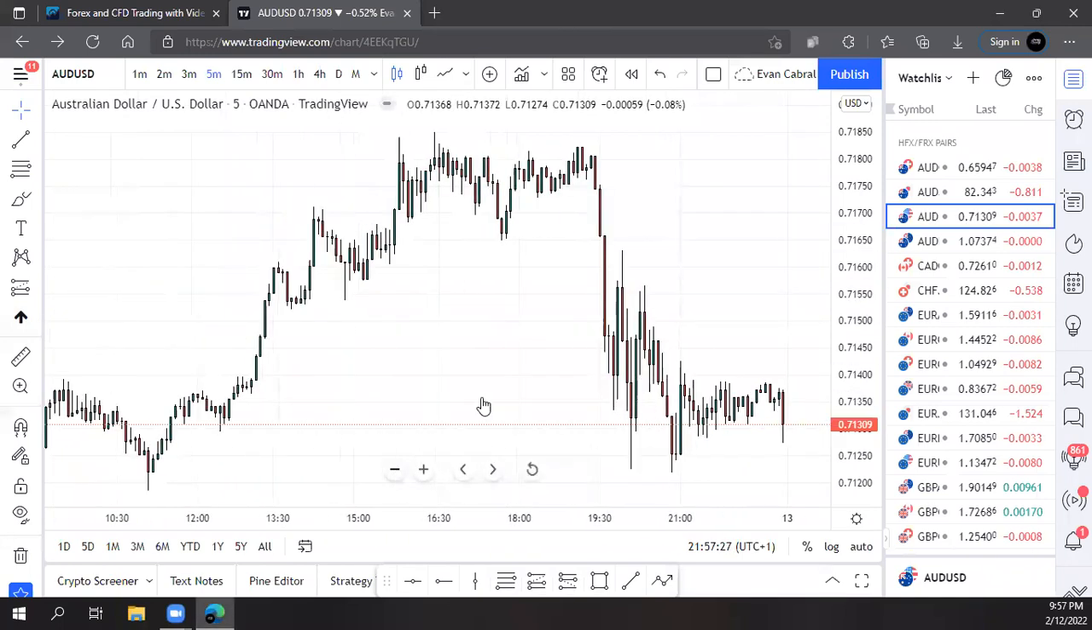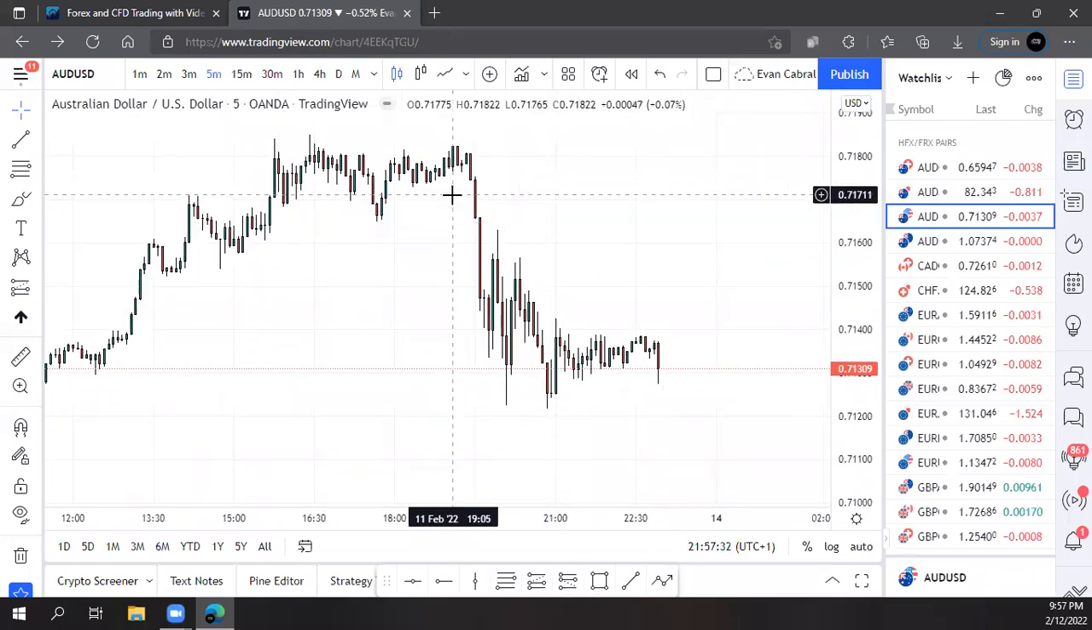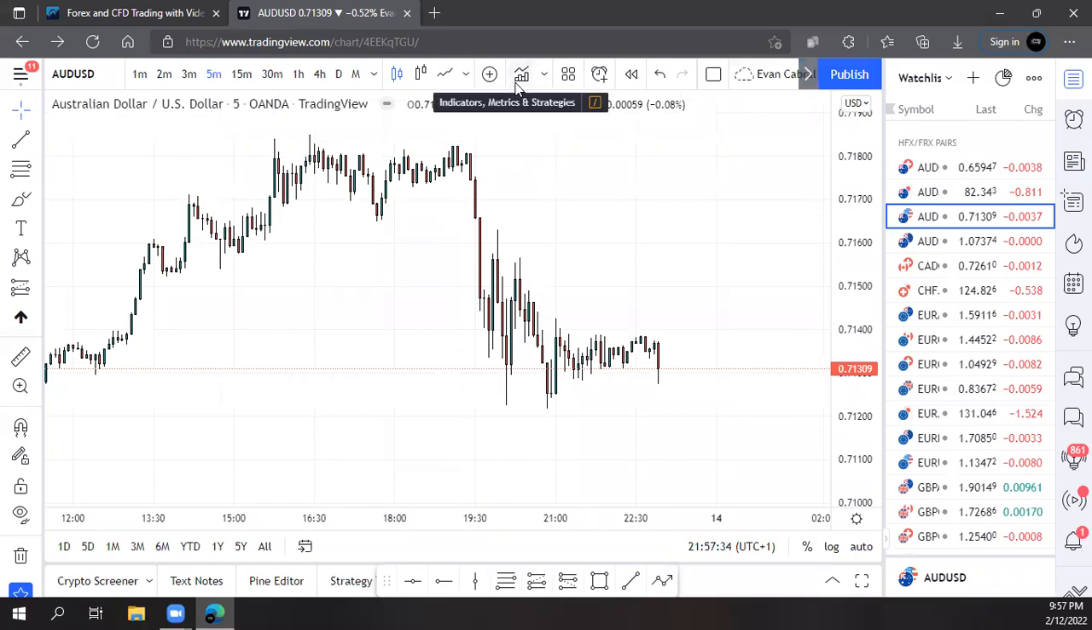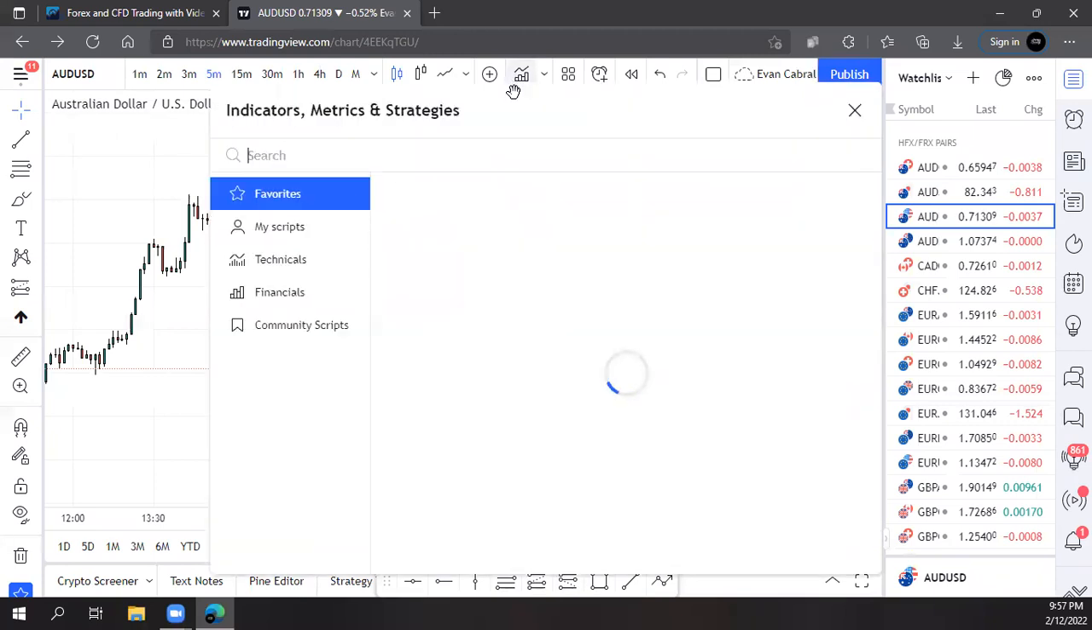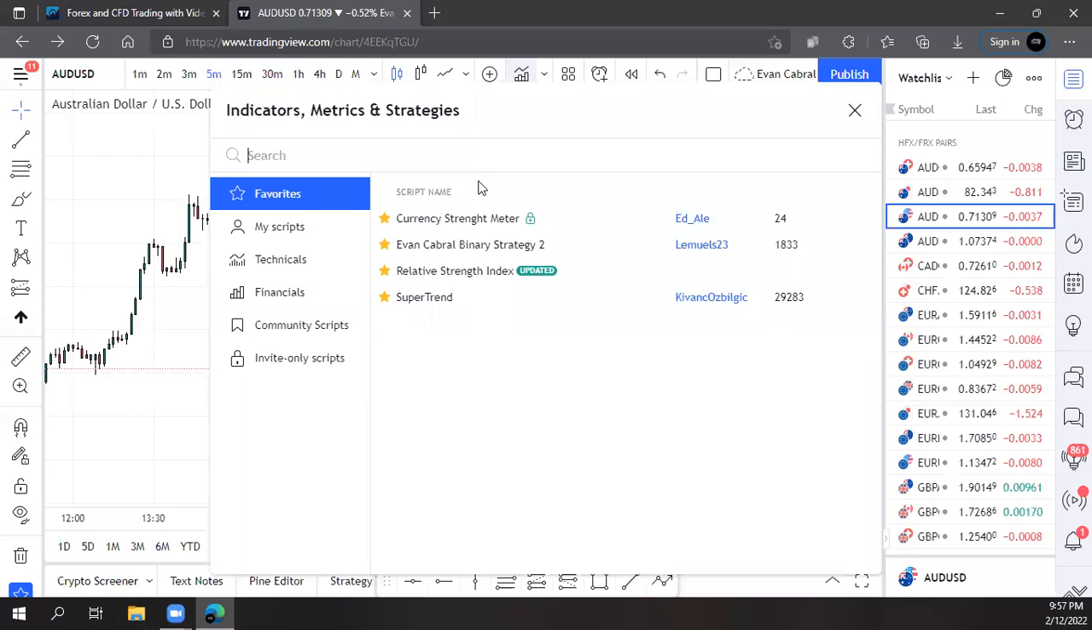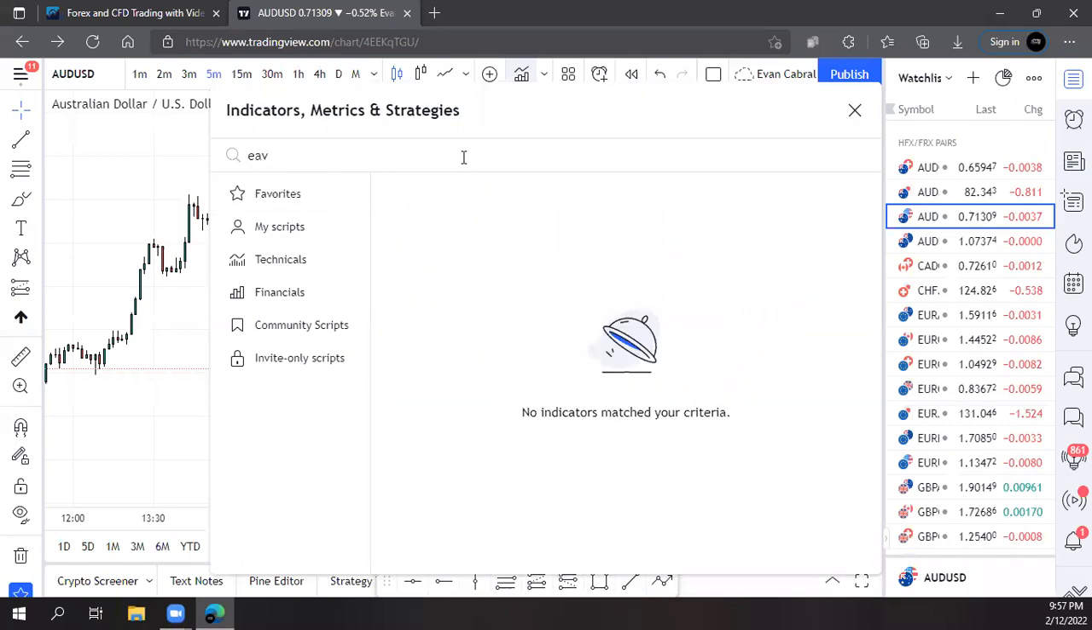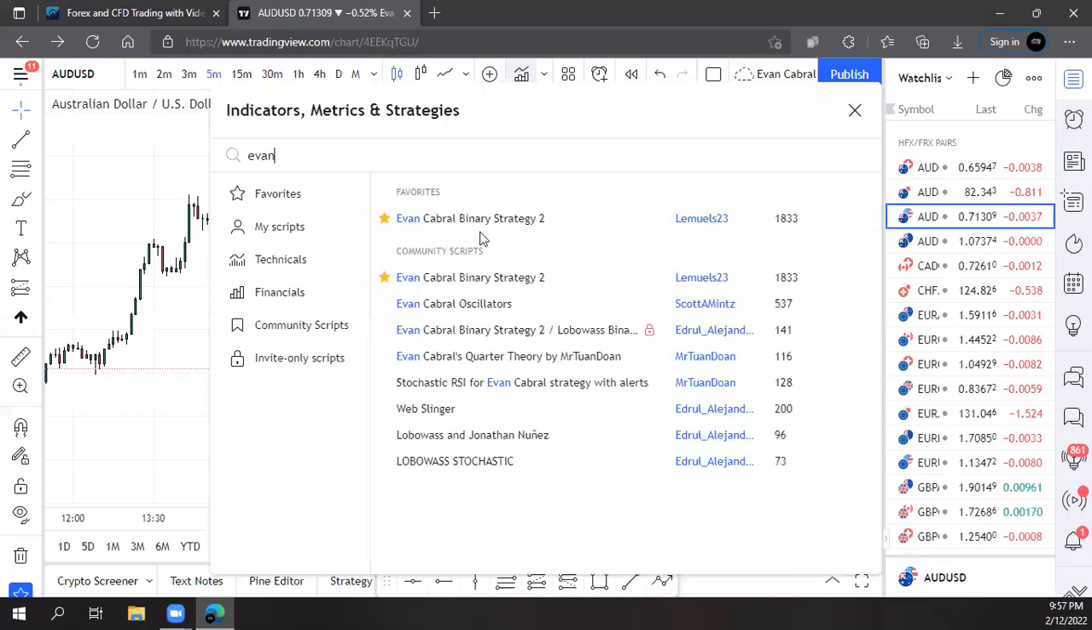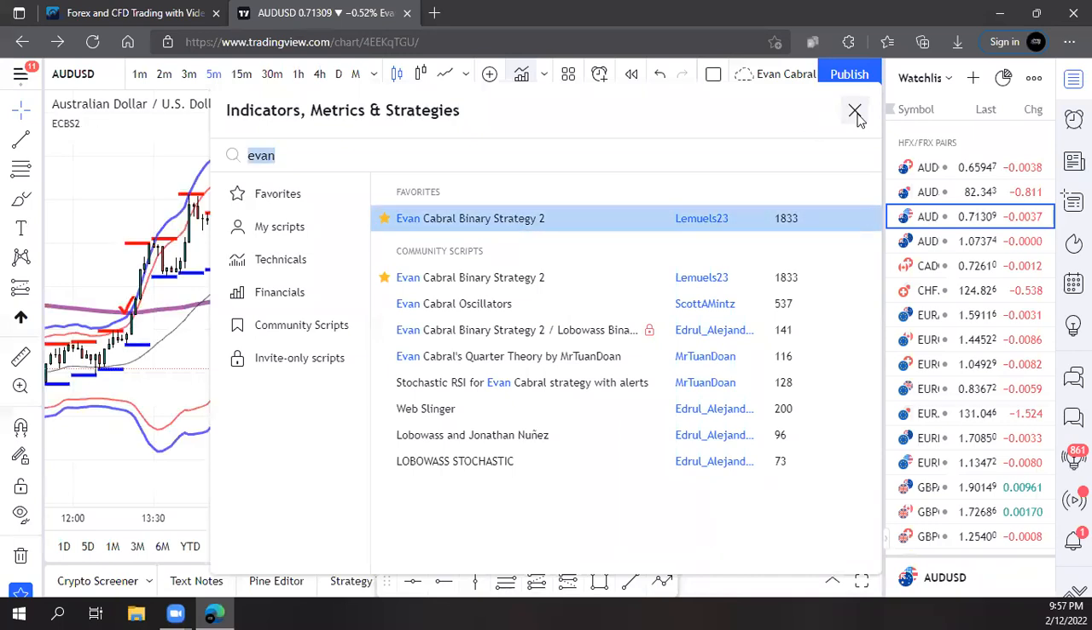So if you are new on TradingView, the indicator you should be adding is the Ivan Cabral strategy. Once you type in Ivan, you'll see Ivan Cabral binary strategy 2. So this one right here, Ivan Cabral binary strategy 2, that's what we're going to be clicking on.